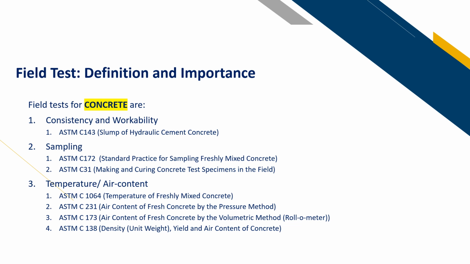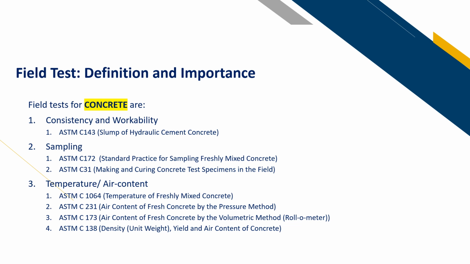Okay. And for the concrete, these are the parameters, and also their respective standard test methods under ASTM. Okay? For the consistency and workability of concrete, there is ASTM C143 or the slump of hydraulic cement concrete. And also for the sampling of concrete in the field, we have ASTM C172 or the standard practice for sampling freshly mixed concrete, and at the same time ASTM C31 or the making and curing of concrete test specimen in the field.